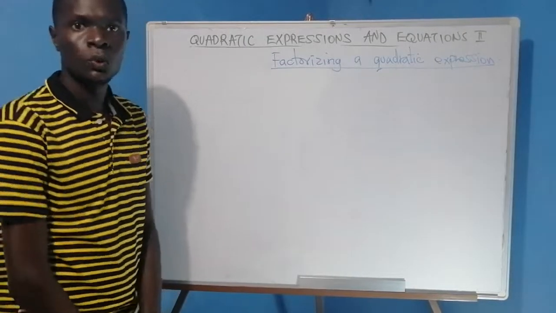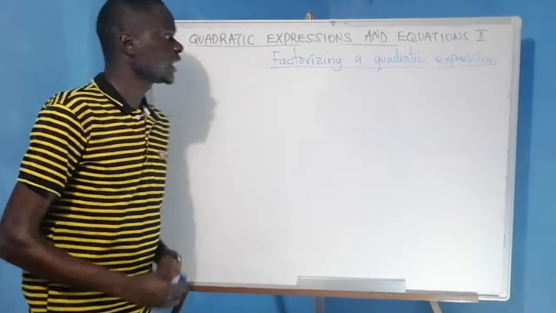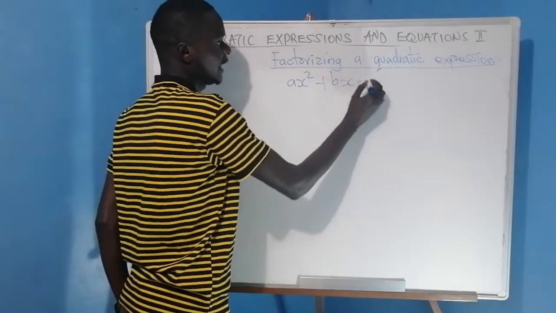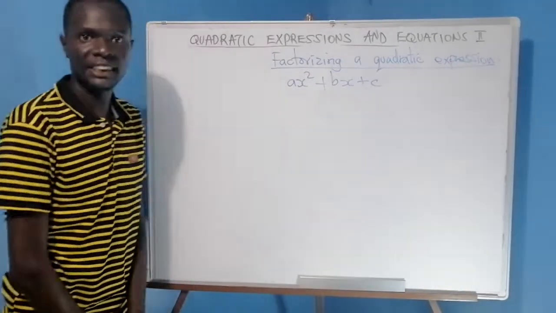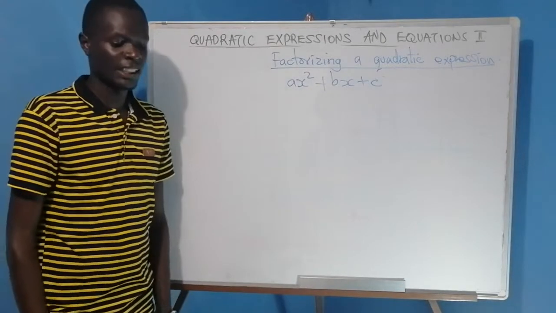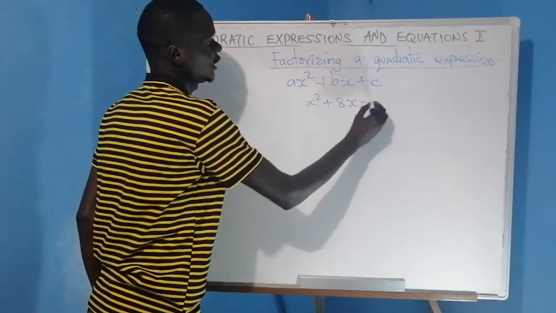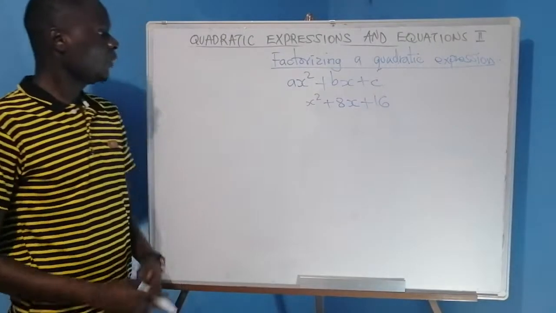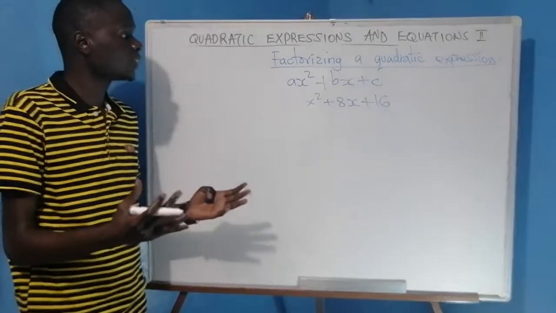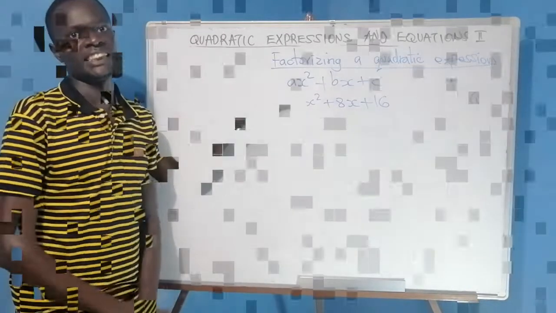Now, the next thing we are going to look at is how we can factorize a quadratic expression. Recall that a quadratic expression was given by this form: ax squared plus bx plus c. Therefore, if we think of any quadratic expression, let's say x squared plus 8x plus 16, how can we factorize such a quadratic expression? What do we need to do actually to make it short, precise, and easy?